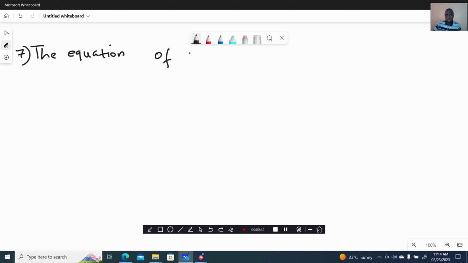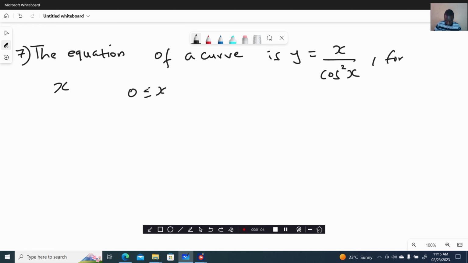of a curve is y equal to x over the cosine squared of x, for x values in the interval, so x should be either 0 or more than 0, but strictly less than a half pi. So you need to switch your calculator to radian mode before we start.